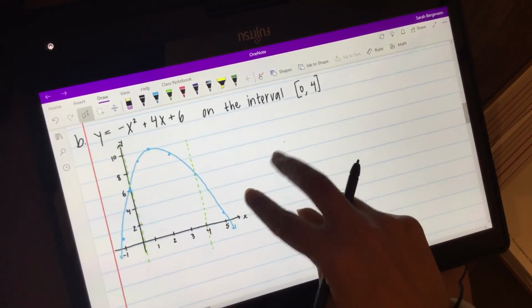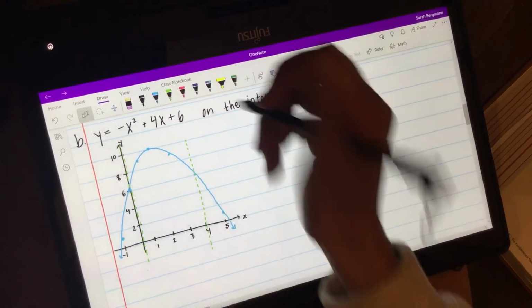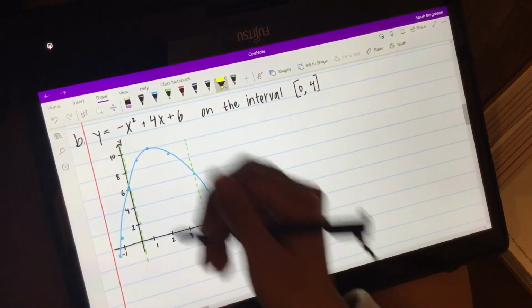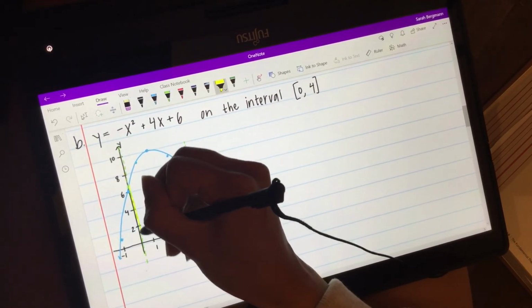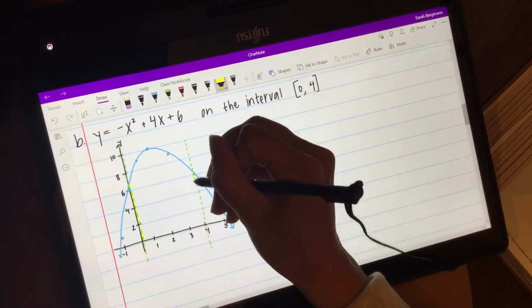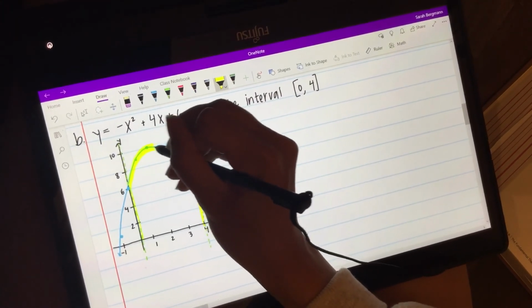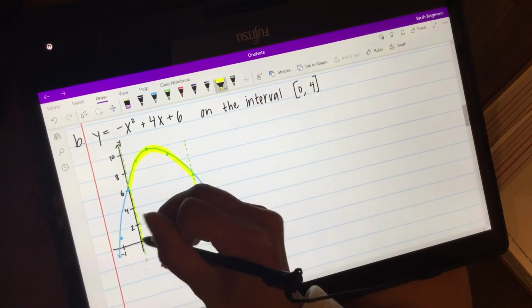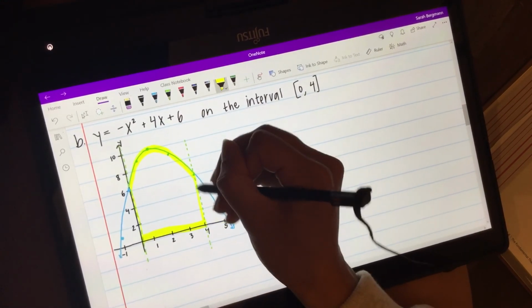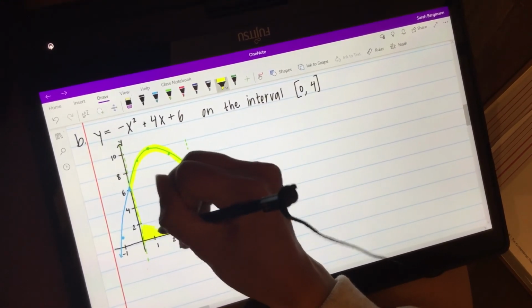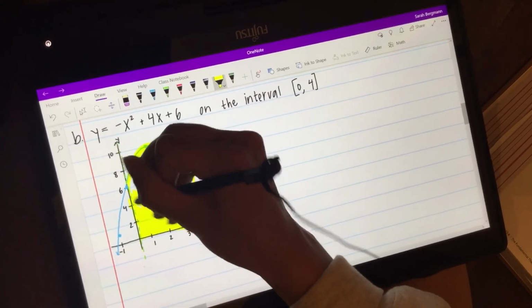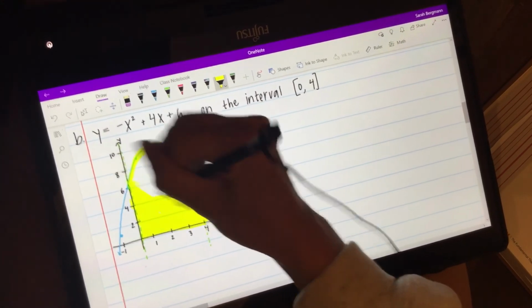Let's do another one together. So again, I've graphed out the function, and it says on the interval from 0 to 4. So I've already plotted those bounds in here too. So we are trying to find the area under the curve, above the x-axis, and between the green lines. So that leaves us with this region here.